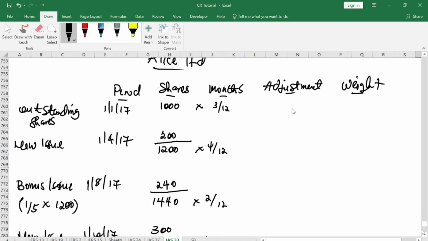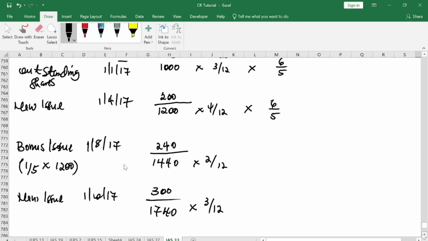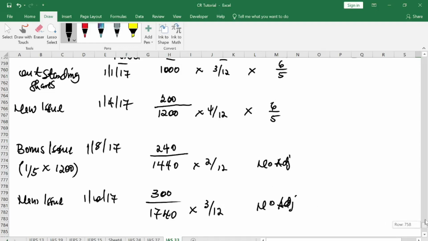You understand? So here you will adjust the first outstanding, which gives us 6 over 5. Then there's another outstanding here, and you adjust that one. That also gives us 6 over 5. Then there's another one. You will not adjust this because the adjustment affects only the outstanding shares prior to the bonus issue. So here no adjustment is going to be made. The same thing here. No adjustment.